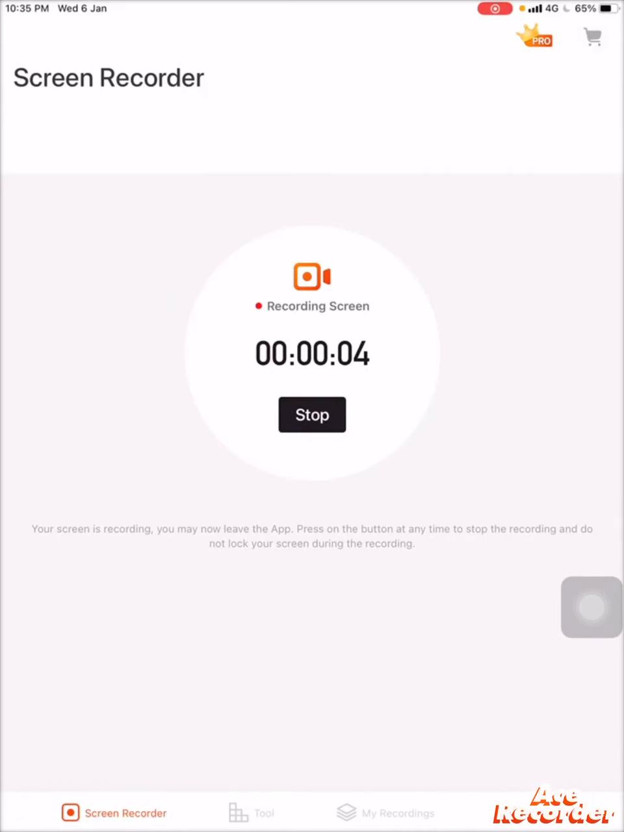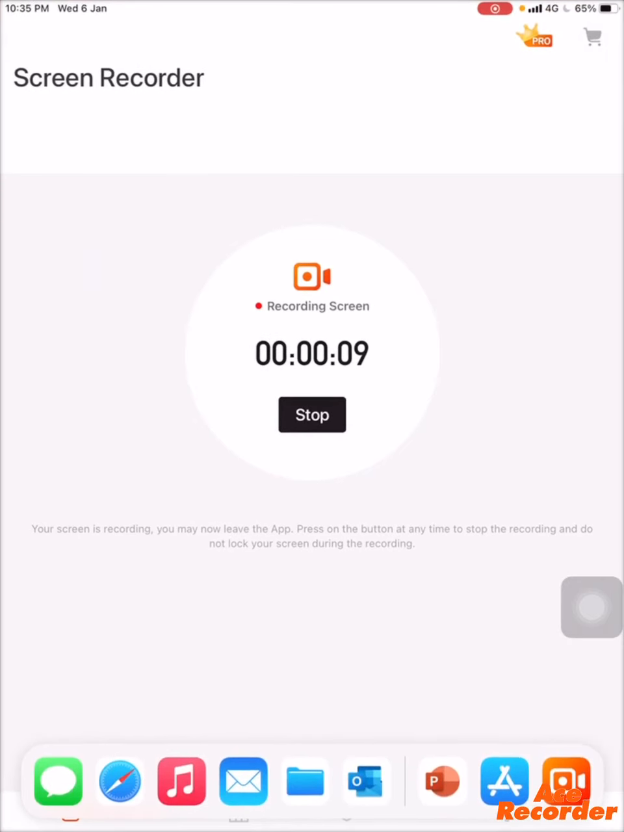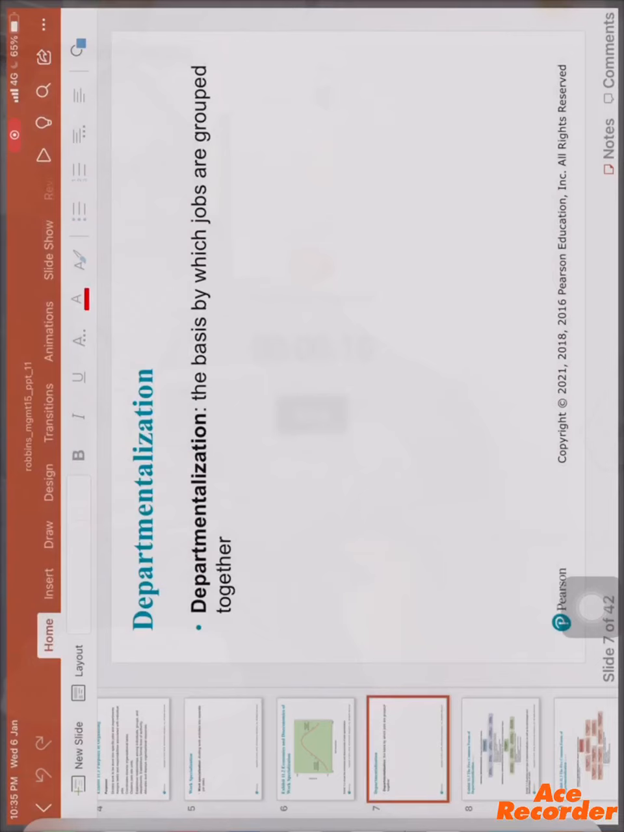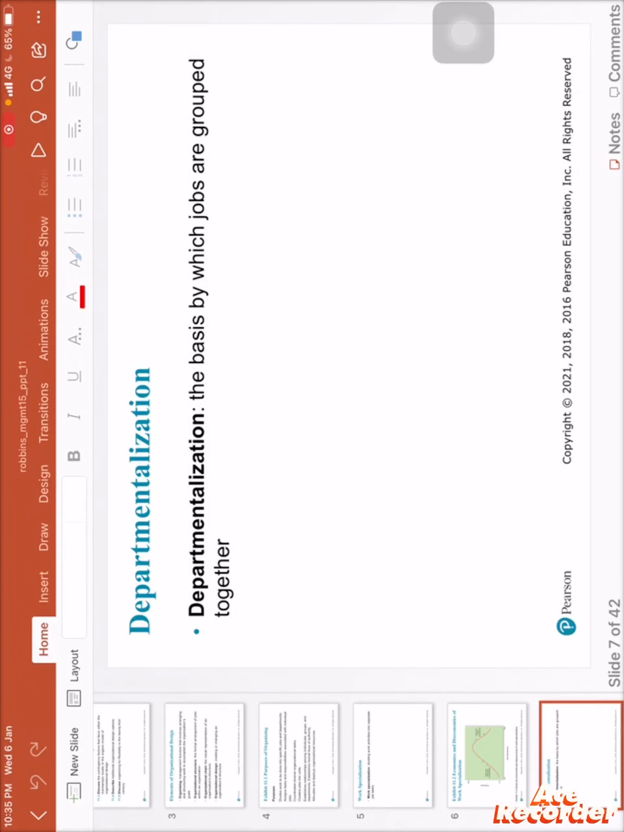Okay, kita sambung dekat departmentalization. So I'll show you the slide again, departmentalization. So under departmentalization, this is where task has been defined. So they must be arranged in order to accomplish organizational goals. So this is a process of departmentalize. So dalam departmentalize, we group the jobs. There are 5 ways to departmentalize.